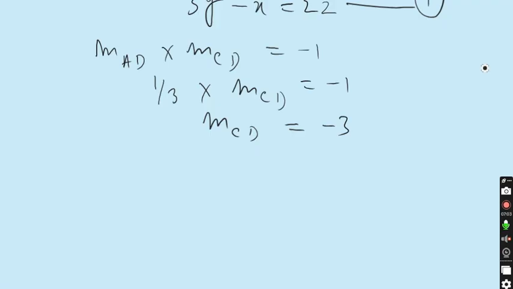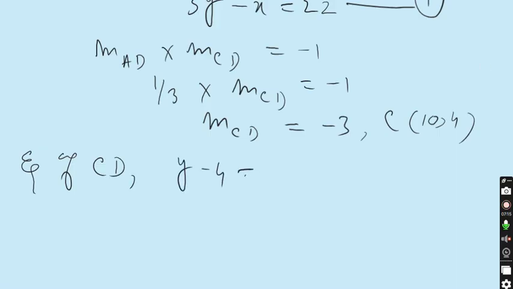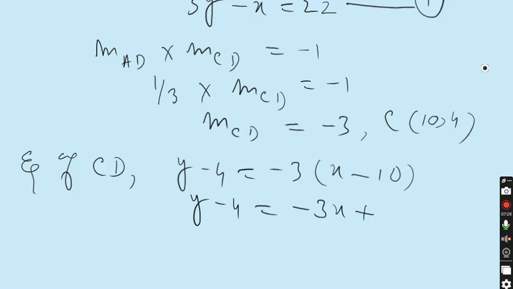Coordinate of C given in the question is 10, 4. So equation of CD is y minus y1 is equals to m times x minus x1. So y - 4 minus 3 into x is minus 3x plus minus 30 into minus 10 is plus 30. So y plus 3x is equals to 30 plus 4 is 34. This is equation number 2.